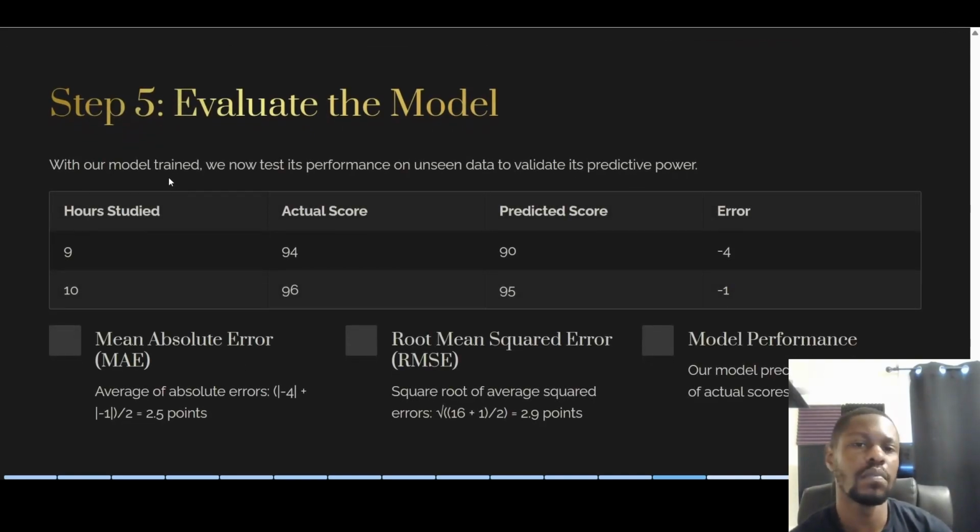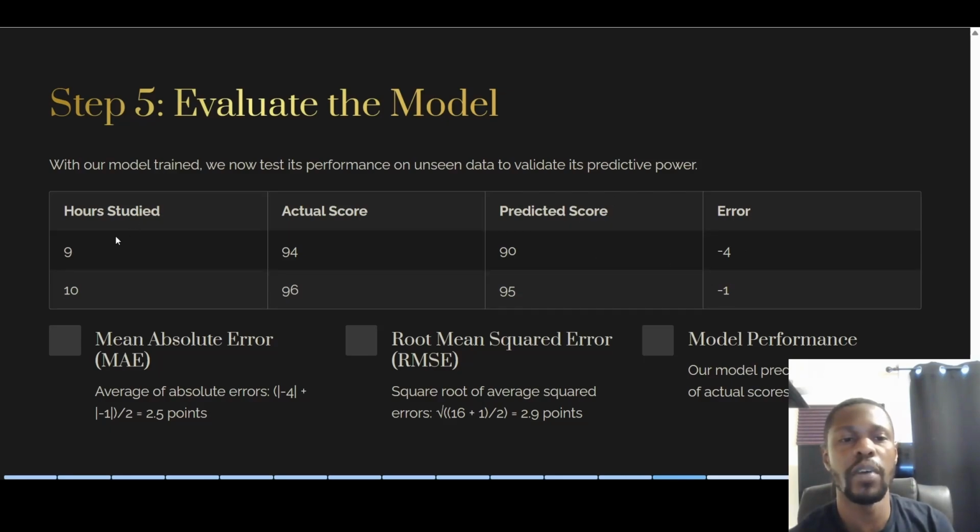Okay, and so step 5 will be to evaluate the model. With our model trained, we now test its performance on unseen data to validate its predictive power. We're going to be using a method known as MSE in order to do this, and I'm going to show you on the next slide.